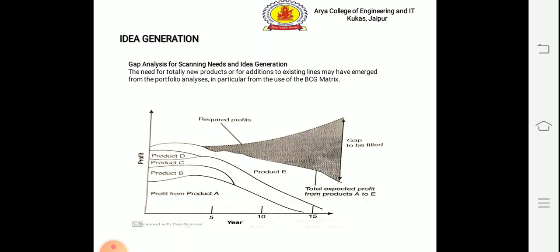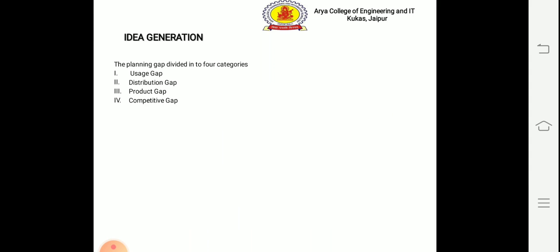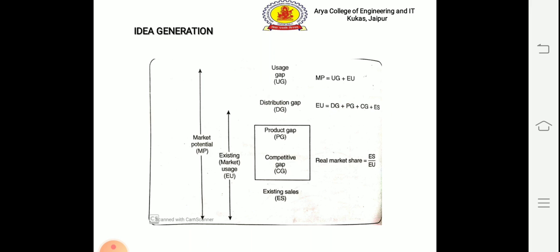Now, gap analysis for scanning needs and idea generation. The need for a totally new product or for addition to existing lines may have emerged from the portfolio analysis, in particular from the use of the BCG matrix. As we see in this figure, this is a BCG matrix of gap analysis. The planning gap is divided into 4 categories: usage gap, distribution gap, product gap and competitive gap.